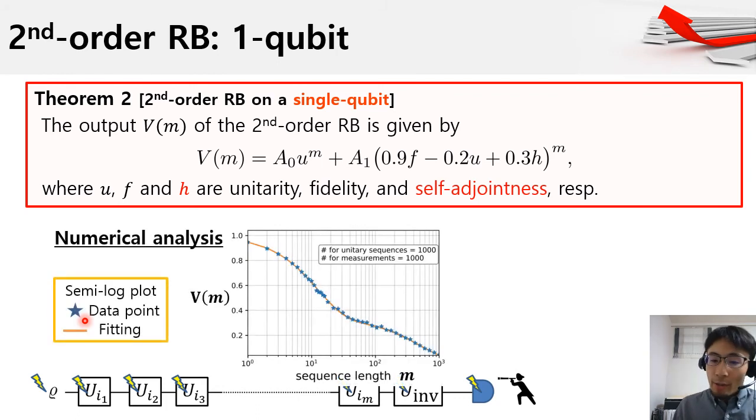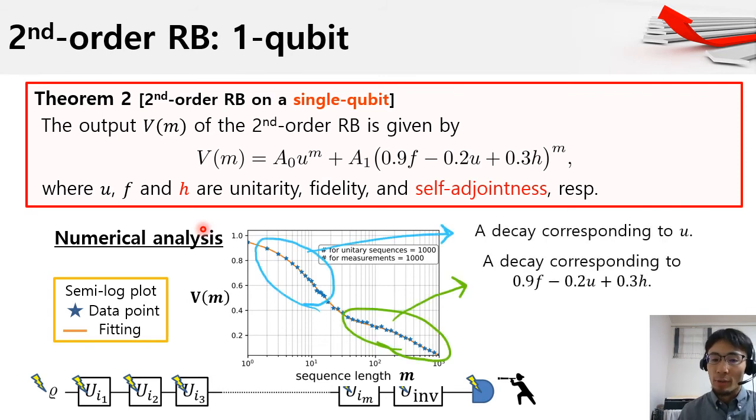So this is a numerical analysis. Let's say this star point is each data point, and this orange curve is just a fitting of the experimental data. And obviously, we observe two exponential curves, right? What is important is that the base of each exponential curve has information about u, f, and h.